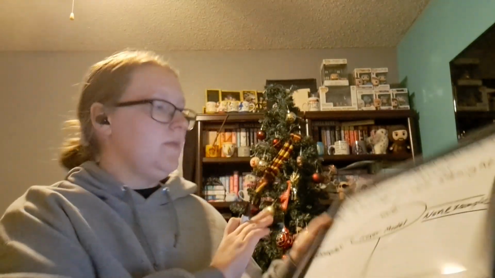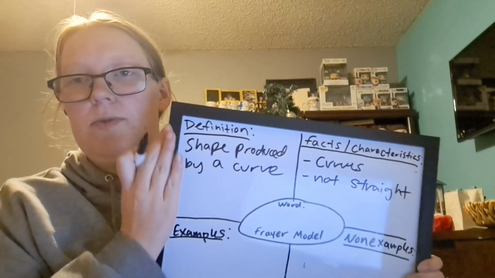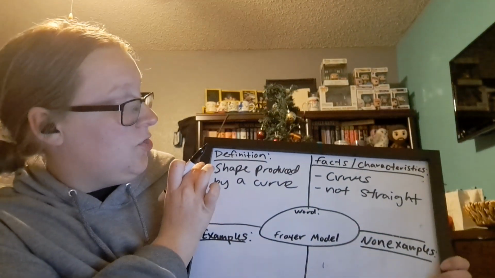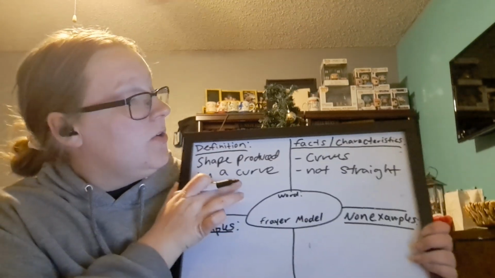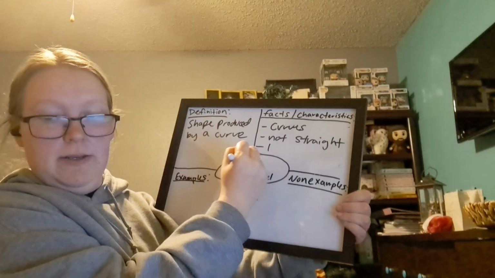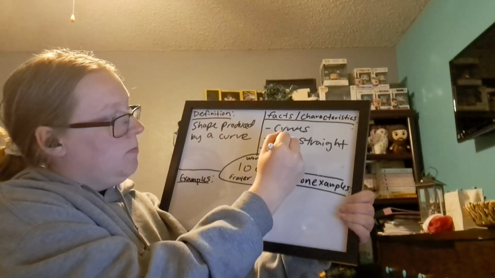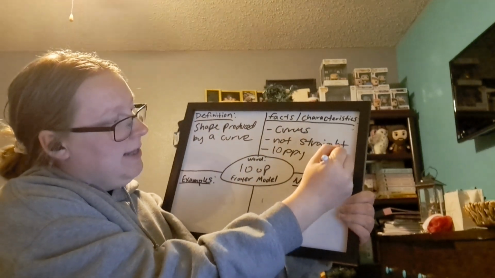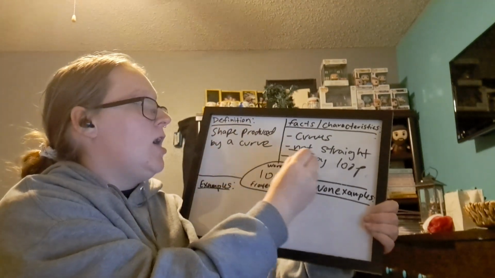So remember, we kind of discussed that earlier. So remember when we discussed looped, it's a shape produced by a curve. So what are some of our facts that we have? Yes, it's a curve. Let's think about it. What kind of line is a curve? Yeah, like a loop-de-loop. So we're going to put, oh, I almost forgot to put loop in our word. Loop-de-loop. Is it a straight line? Right, so I put not straight there.